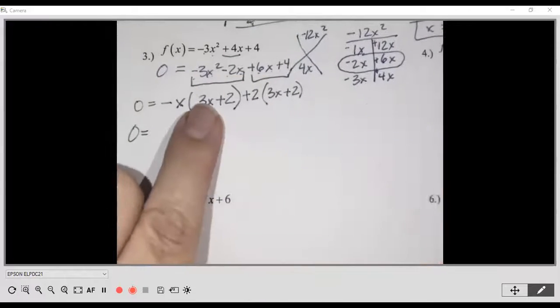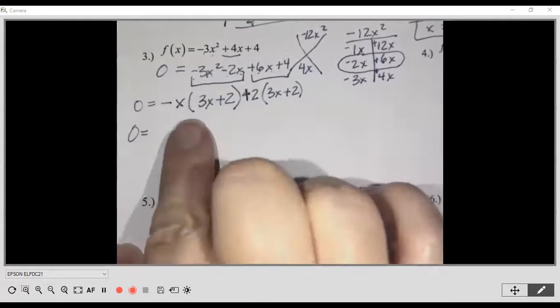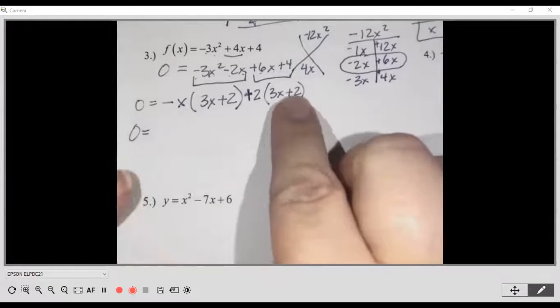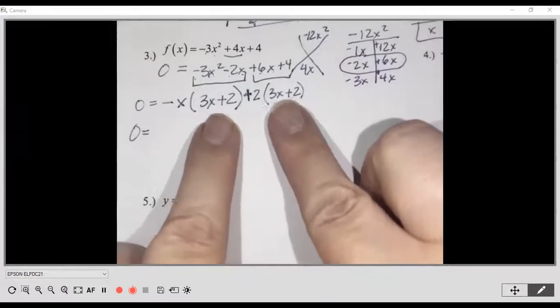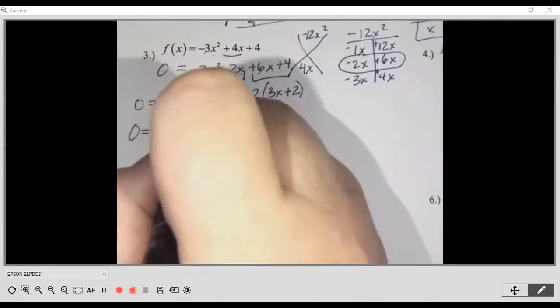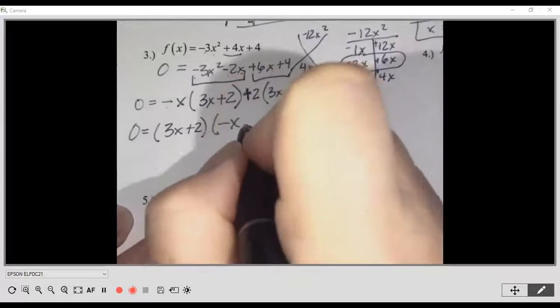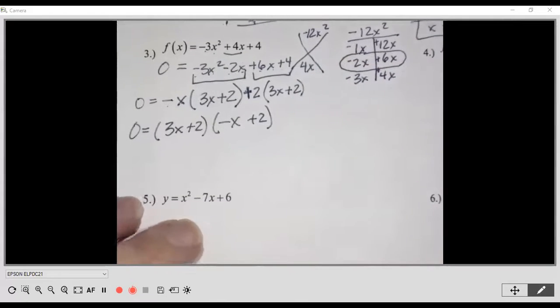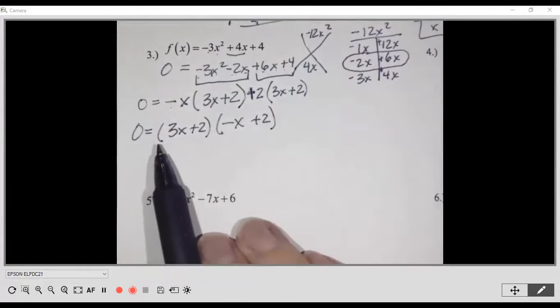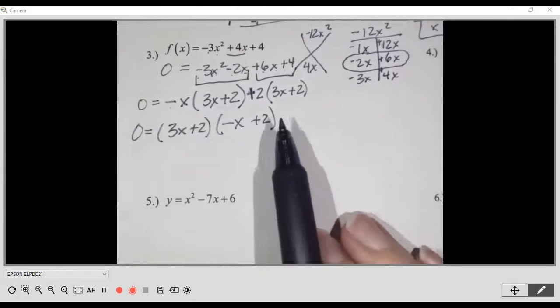Now between these two terms, remember the two terms are separated by a plus sign. Now we're going to factor again, and we're factoring out the quantity 3x plus 2. That's the greatest thing they have in common. So again, this is a new equation. Now we're factoring out a GCF. So here our GCF is 3x plus 2, and then we factor out negative x plus 2. All right, so this leaves us with 0 equals the quantity 3x plus 2 times the quantity negative x plus 2.